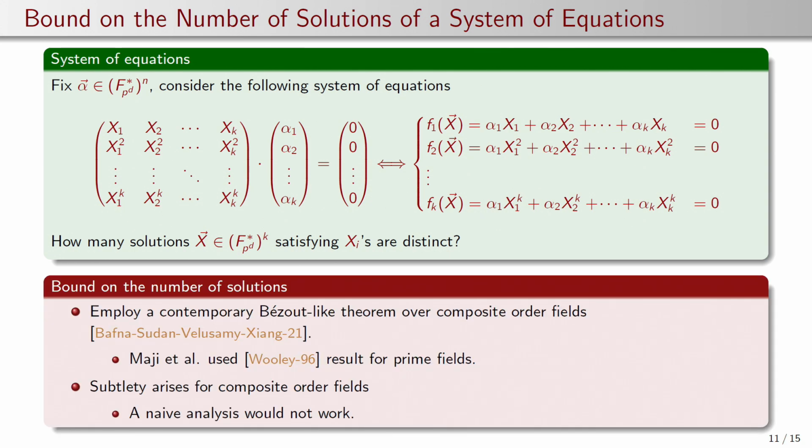To bound this, we employ a contemporary Bezout-type theorem over composite order field. Actually, this was proved very recently in 2021. And for the prime field, Maji et al. used the result by Gouli in 1996. And as I mentioned before, there are some subtleties, and I will explain them in more detail in the example. If we just naively apply the analysis over prime field, it does not work.